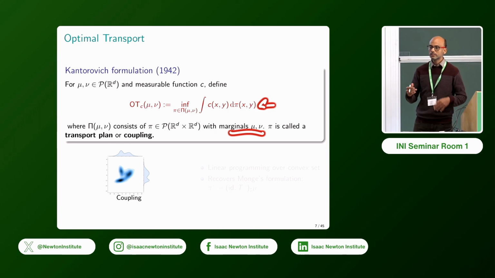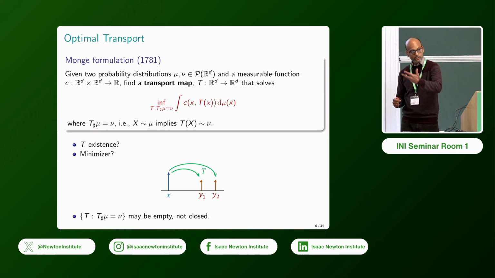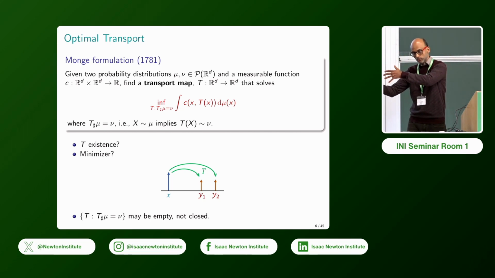The advantage in this formulation is essentially, unlike in this case where x can only go to one point, in the Kantorovich formulation, x can go to multiple points, or multiple x's can go to the same y, right?